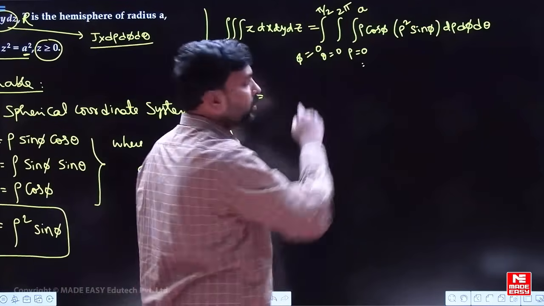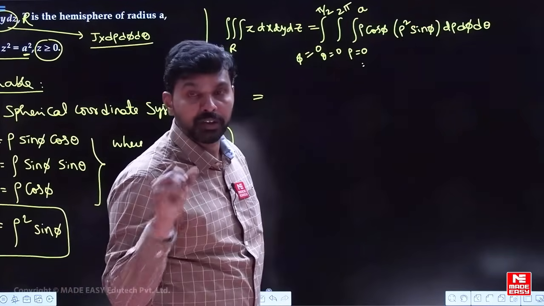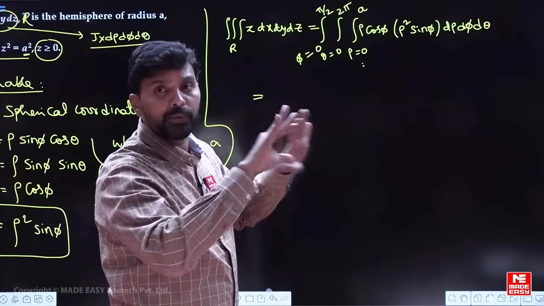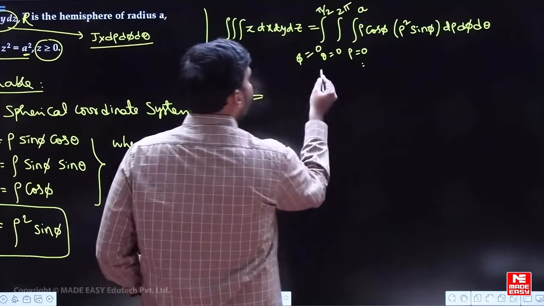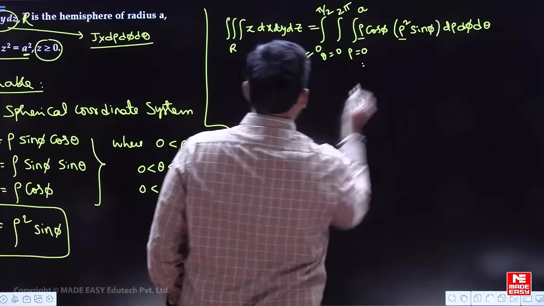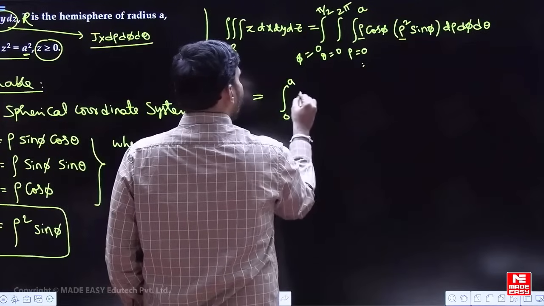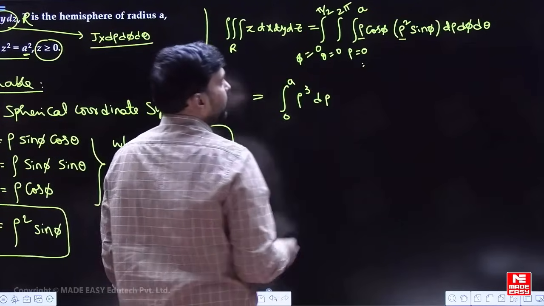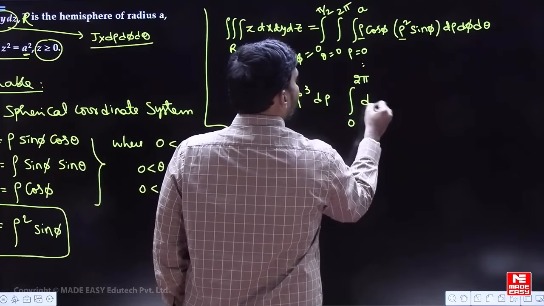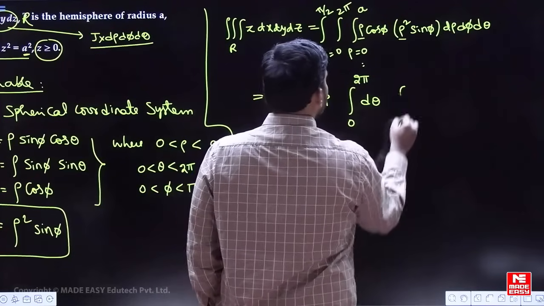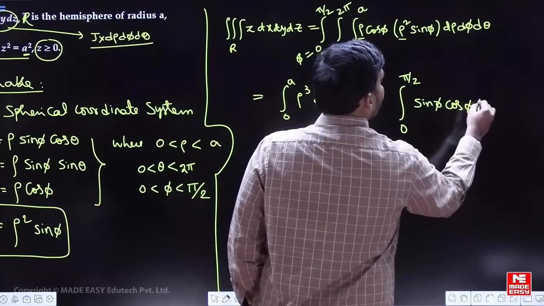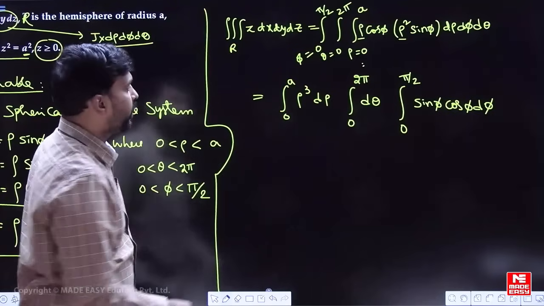Since all the limits of rho, phi, theta are constant, we can integrate individually, independently. So if you take the individual integrations, rho into rho square is rho cube d rho, so it is 0 to a rho cube d rho. Then another one is 0 to 2 pi d theta. Another one is 0 to pi by 2 of sin phi cos phi d phi here. This is how we can do it individually.